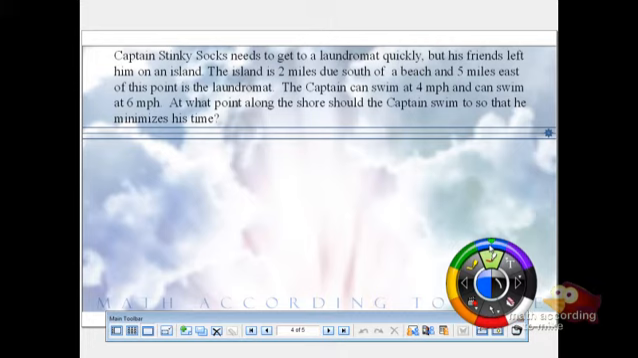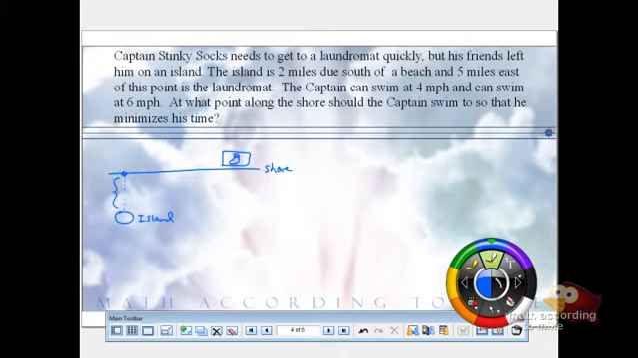Crying is always an option. We should draw a picture. So here's the island. The shore. And here's the laundromat. That's a sock.